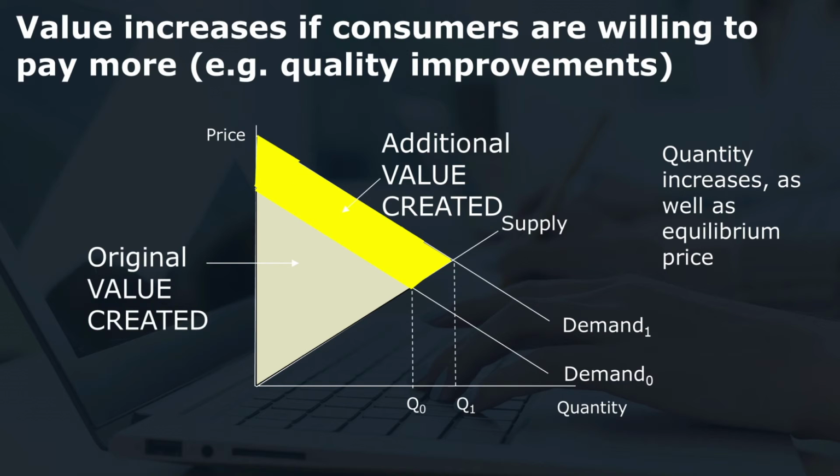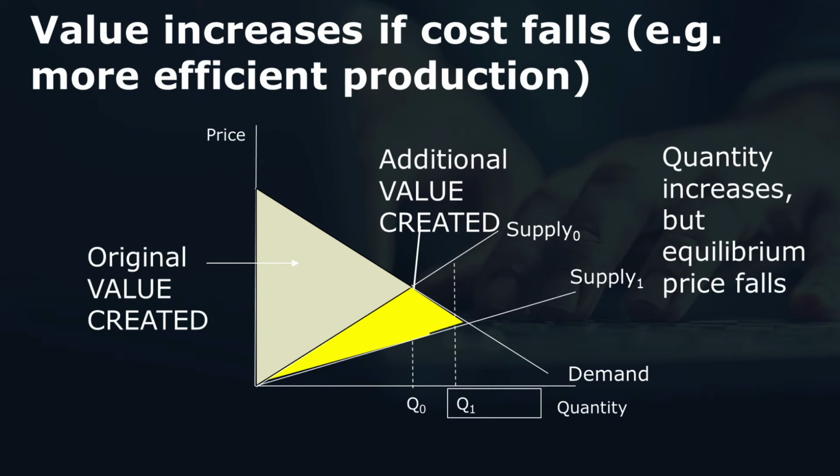So that yellow shape we see at the top of our gray triangle, that's the additional value created from these quality improvements. So what about value increases if cost falls? If a producer becomes more efficient, then the cost of producing each unit will fall. We see that as we shift the supply curve, or rotate the supply curve, I should say, from supply at 0 to supply at 1. And that gives us an increase in value as seen in that yellow triangle. And our quantity increases from 0 to quantity 1.